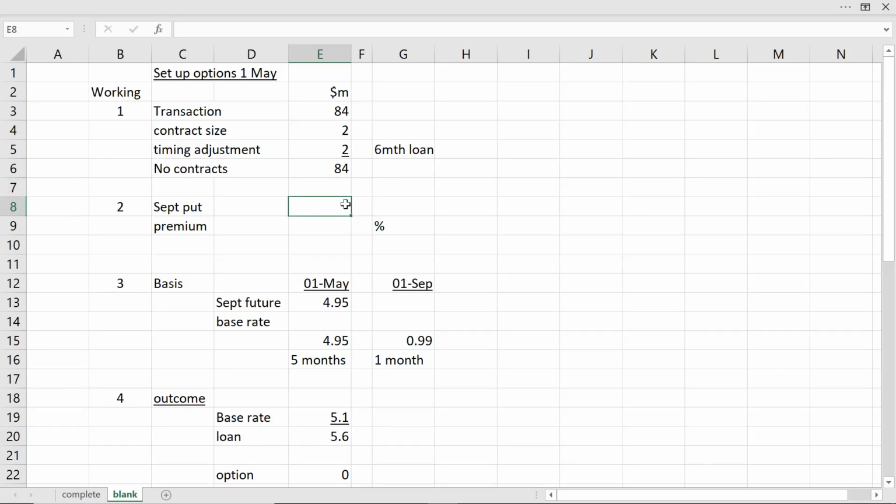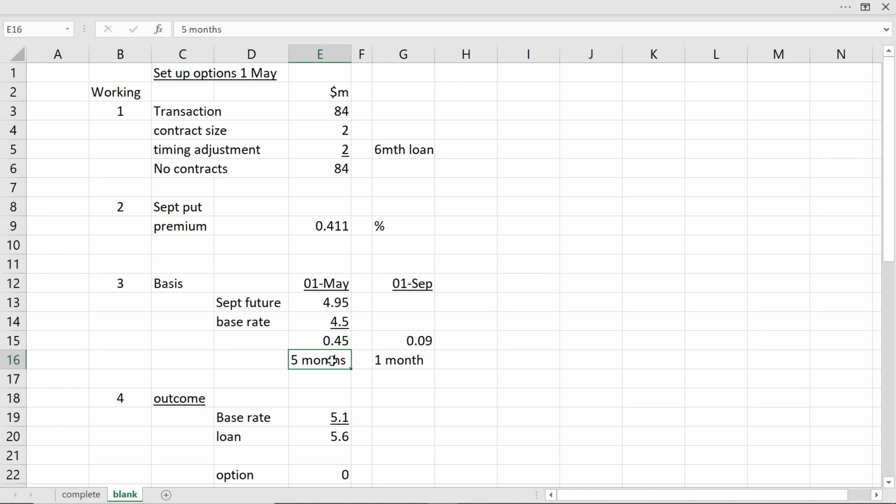Then I have to recognise that this is a put option that's needed, and that the premium given in the question is 0.411, and my preference is to leave things as a percentage. The outcome will depend on the interest rate future price on the 1st of September. And to forecast that, I'm going to use basis. Basis is the difference between future and the base rate. And the base rate in this question is given, so that's 4.5%. So the difference between the future and the base rate is 0.45.